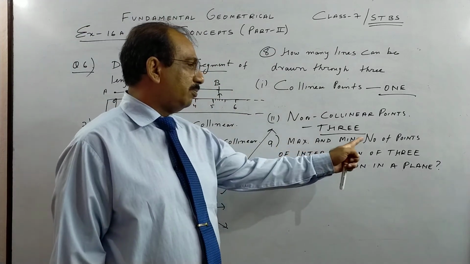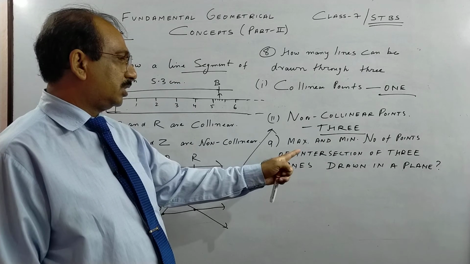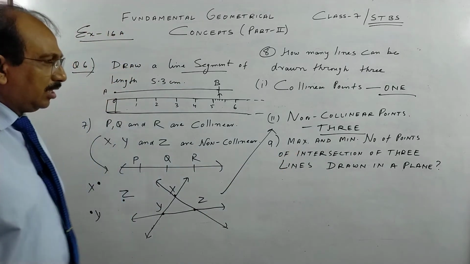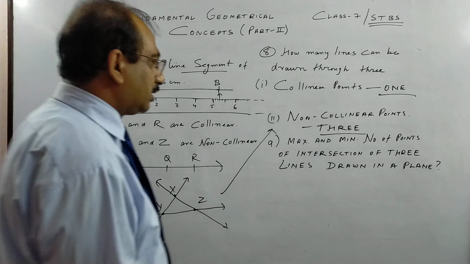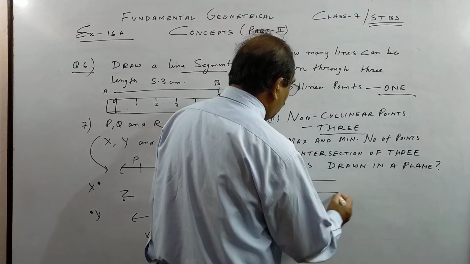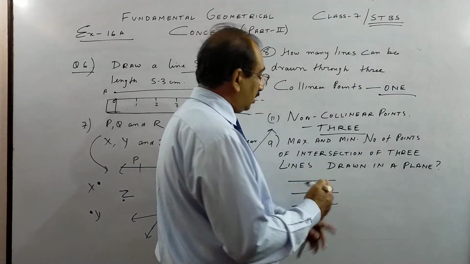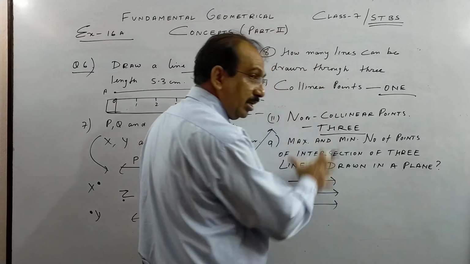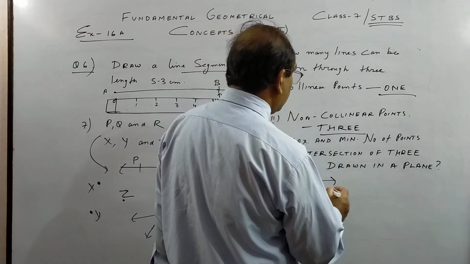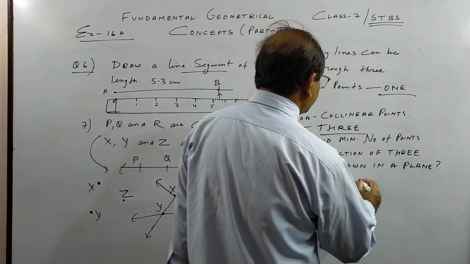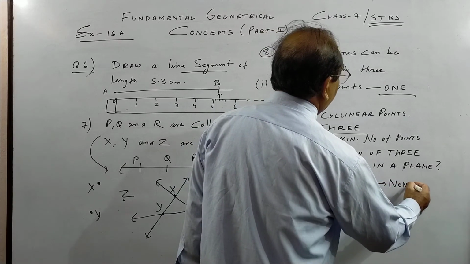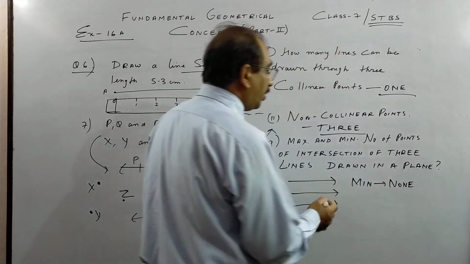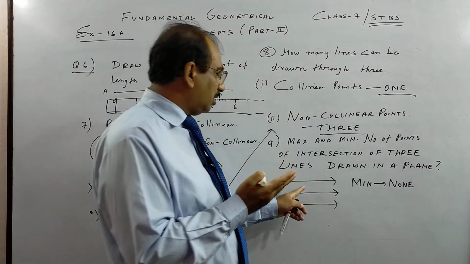How many maximum and minimum number of points of intersection of 3 lines drawn in a plane? First I tell you the minimum number. Intersection means where they meet, children, lines. So if 3 lines are parallel in a plane like this whiteboard, the minimum answer is none. When lines are all parallel, they don't intersect each other, they don't cut each other.